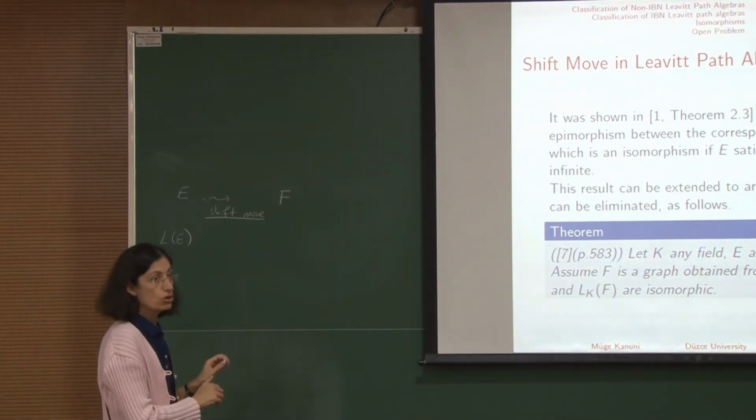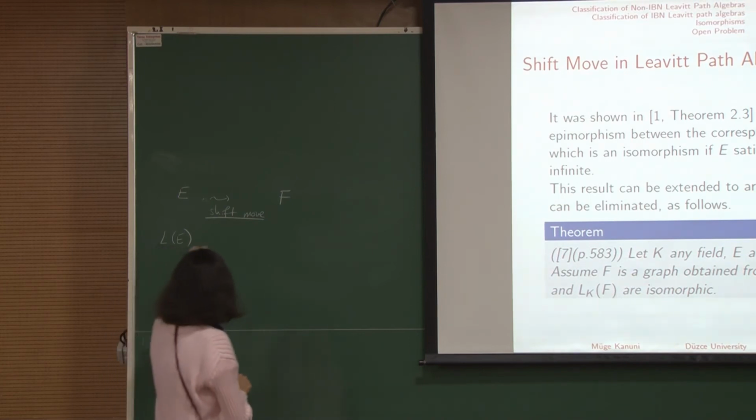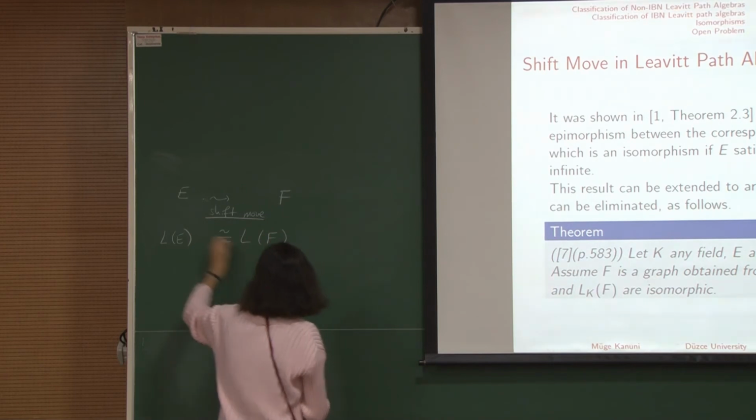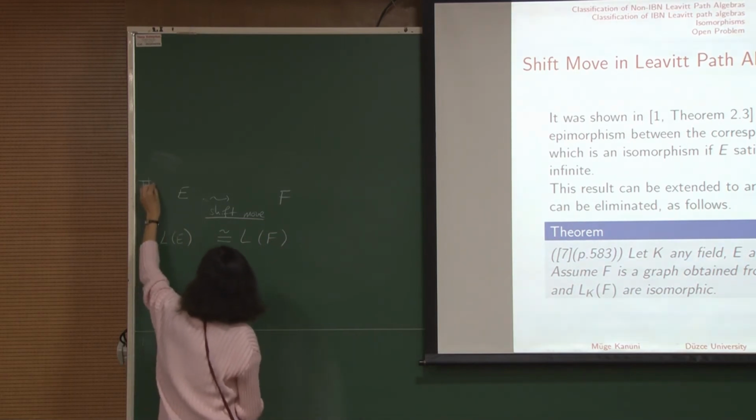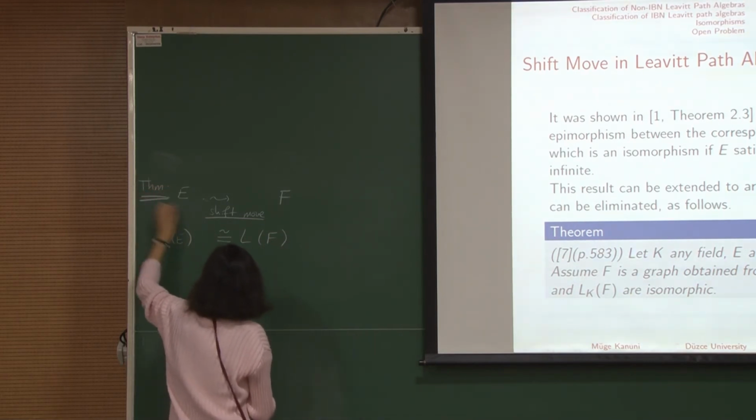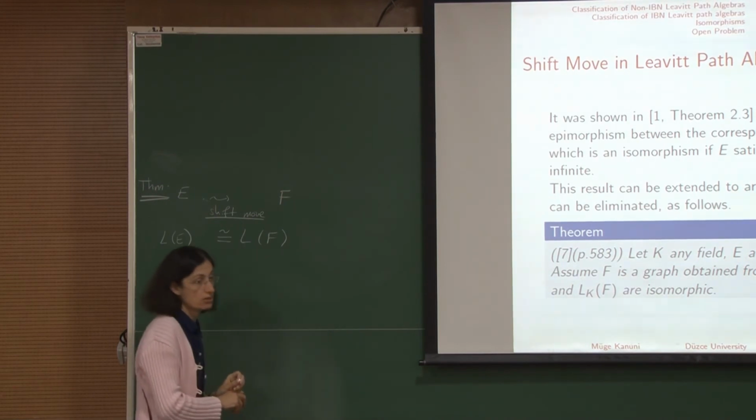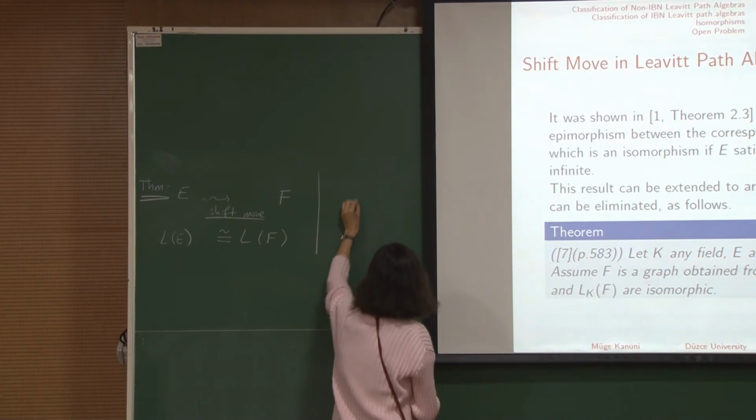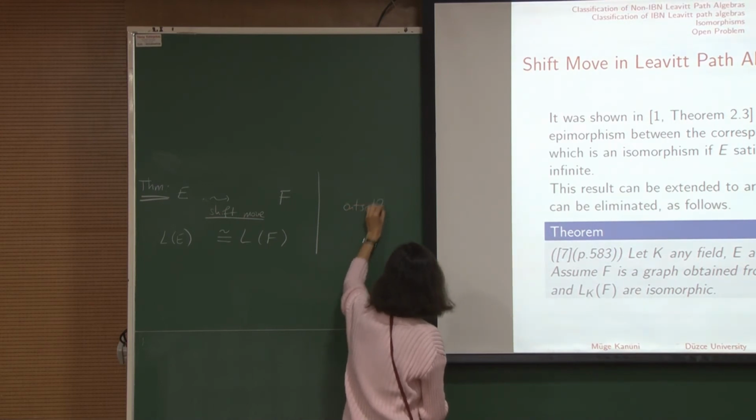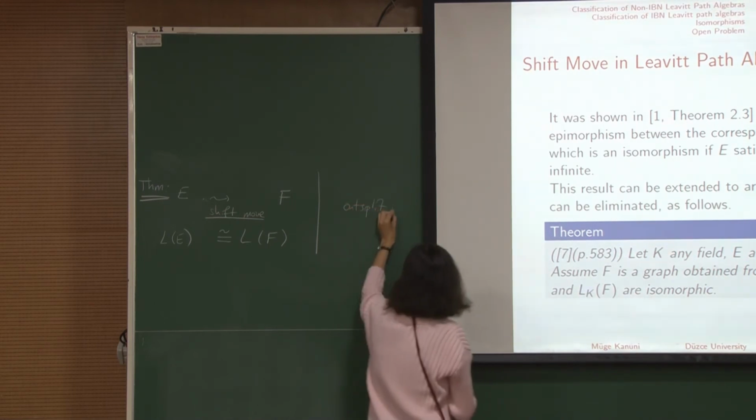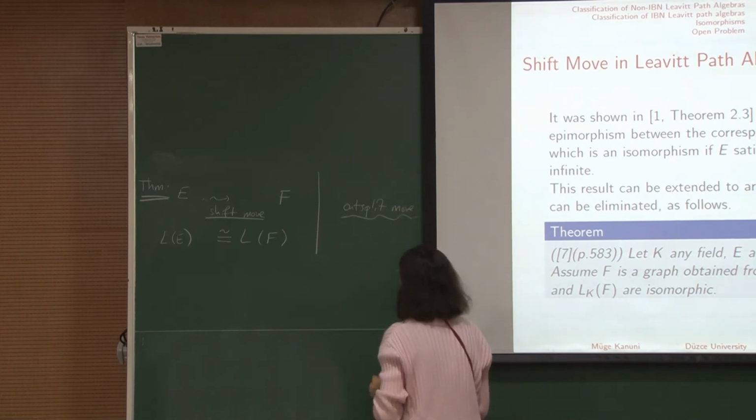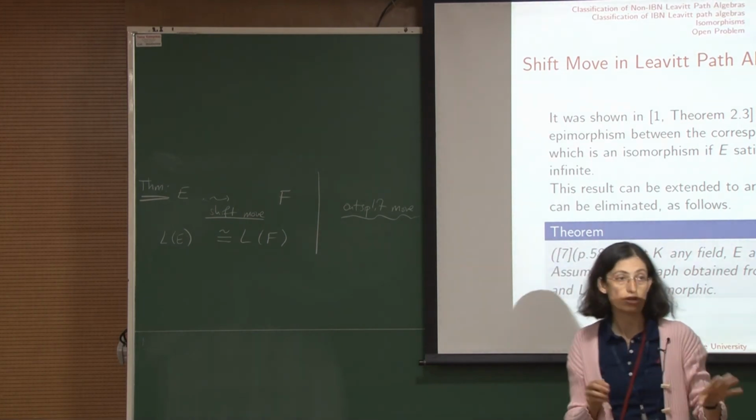This is known. So at least there exists one move that preserves isomorphisms. There is another one. I'll just tell you the name. I'm not going to write the moves. There is another one that is known to preserve the isomorphism. That's called the outsplit. I can give you references.